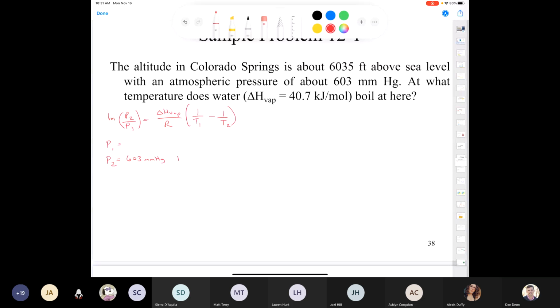Our T2 is what we're looking for, the boiling point of water in Colorado Springs. But we know that at 760 millimeters of mercury, the boiling point of water is exactly 100 degrees Celsius. So you would have had to know that water boils at 100 degrees Celsius at atmospheric pressure in order to solve this problem. So then we could just plug some numbers into our equation.